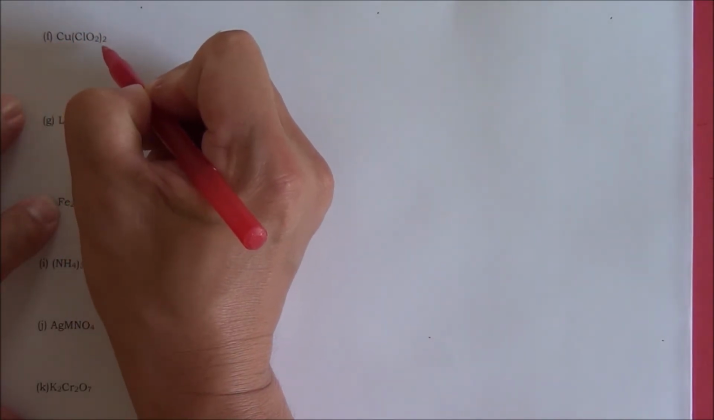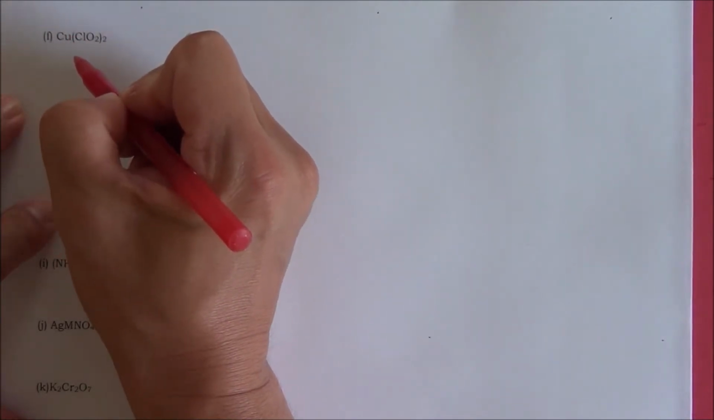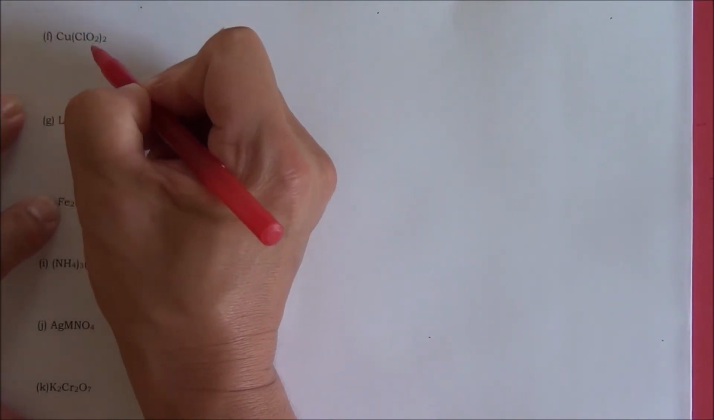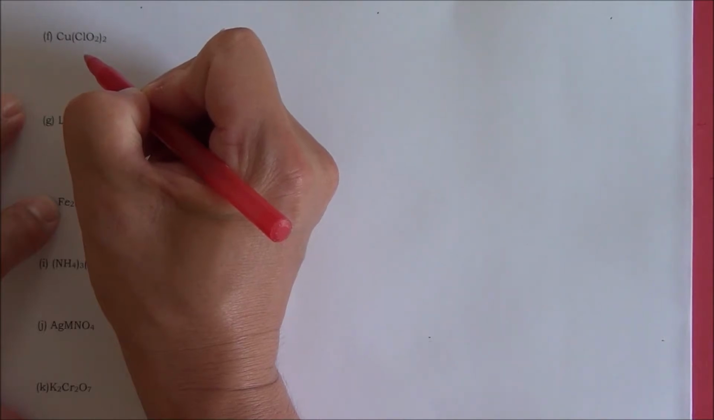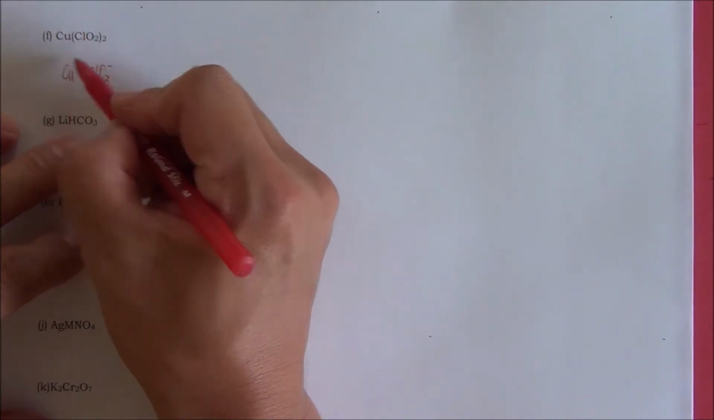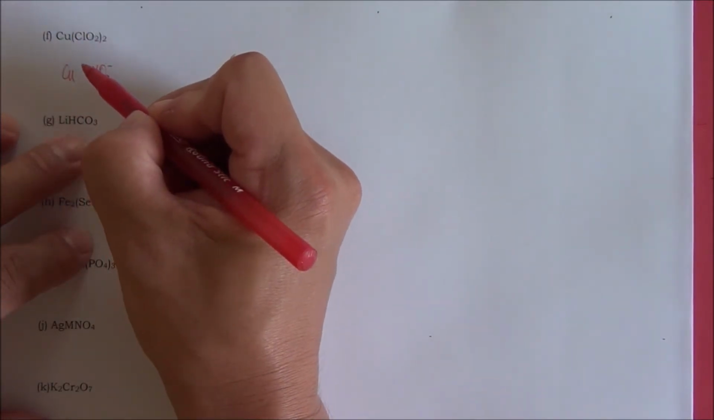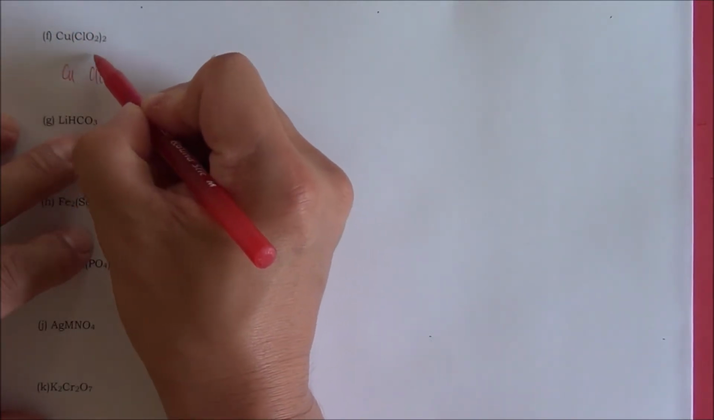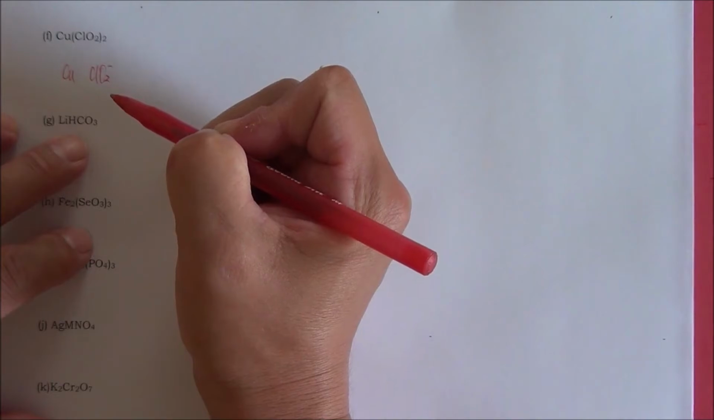Cu(ClO2)2. This is also an ionic compound. The cation is in the front. The anion is at the end. As I mentioned earlier, within a parenthesis, generally it is a polyatomic ion. If you remember the most common polyatomic ions, when you read this formula, you may immediately recognize that ClO2 minus is the anion for this compound.